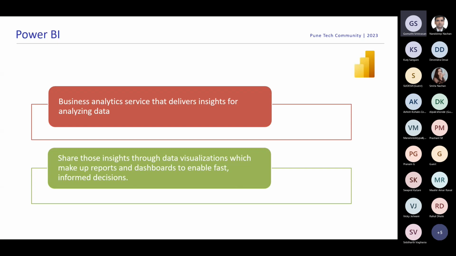So BI means business intelligence. You can find some insights for your business: what happened, what may happen, what is happening currently. All these things can be easily understood through Power BI. And once we design all these things, we can share them with our peers, our stakeholders, our collaborators, everyone. So that is the main and important thing about Power BI.